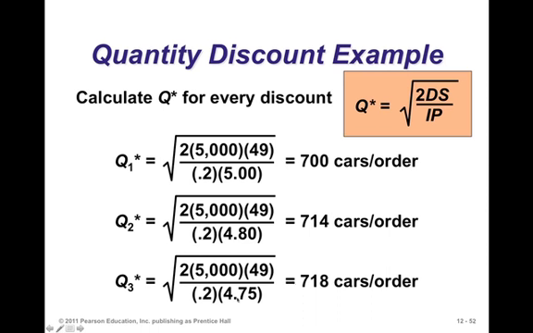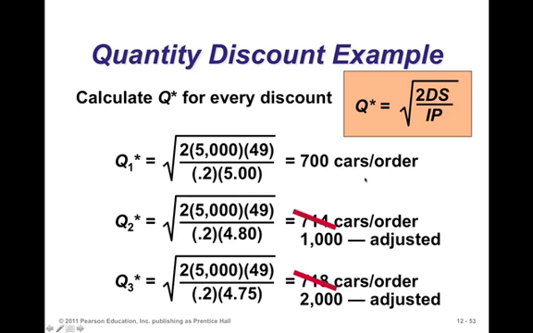Q3, at our third price, or the second discount, is 718. So these prices are not changing the quantities very much. What you see here is that that is not feasible as well, because to get that price, you must order a minimum of 2,000. So the only feasible EOQ is Q1.